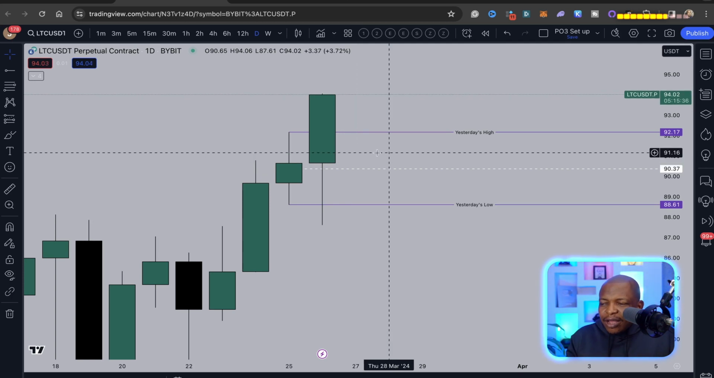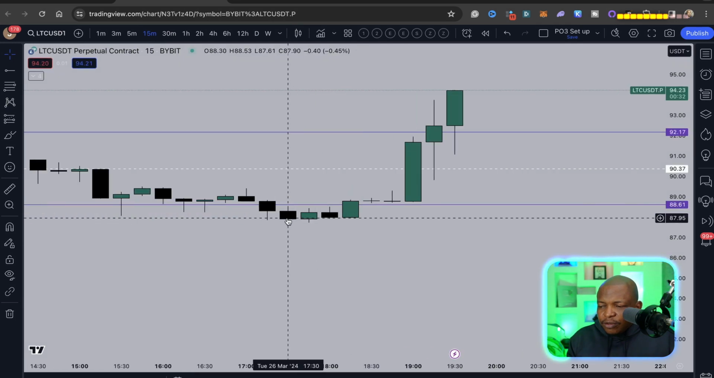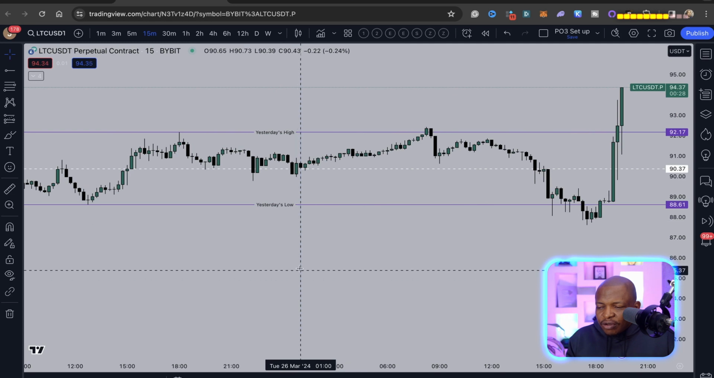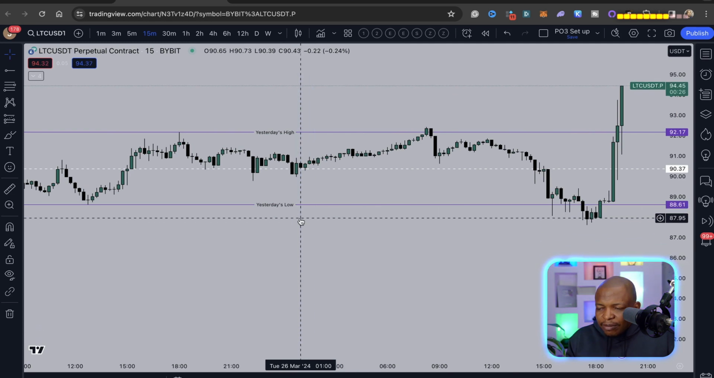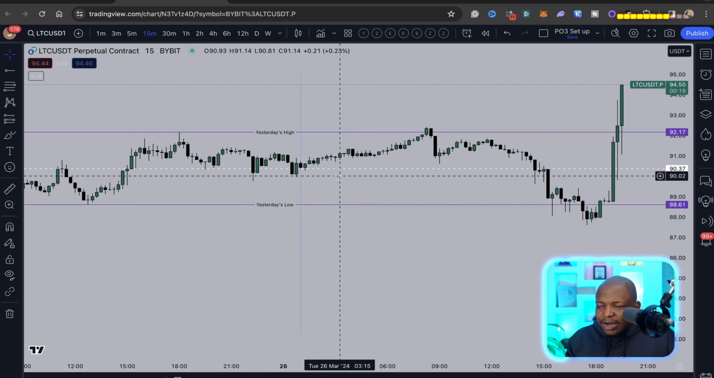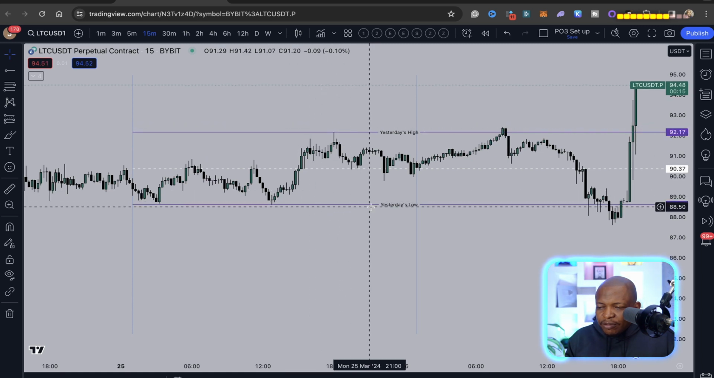Now I can go down to the 15 minutes time frame. So the way I set my chart is, you see this line, it automatically draws, this is the 1 a.m., right? This is 1 a.m. West African time. This is the time the trading day starts. And you can look at this. This is my previous day high. This is my previous day low.